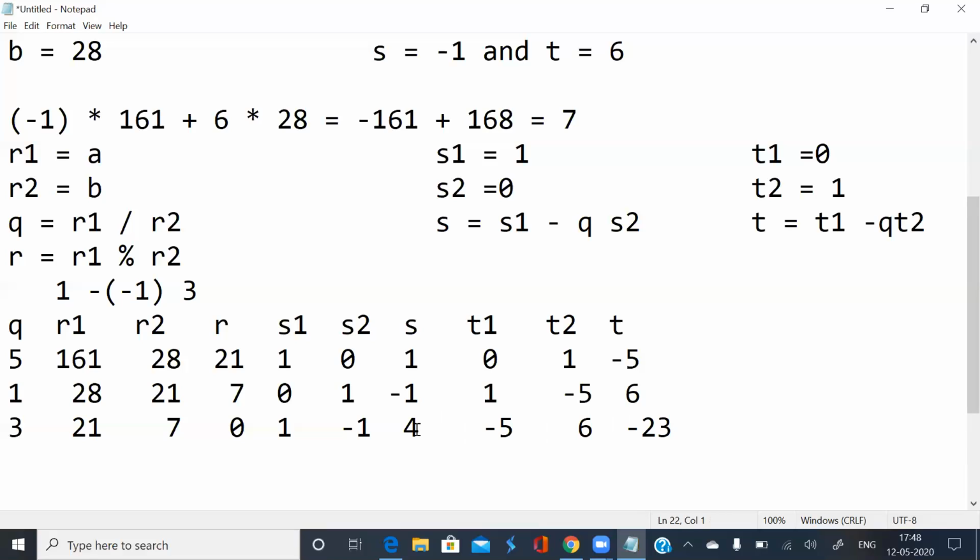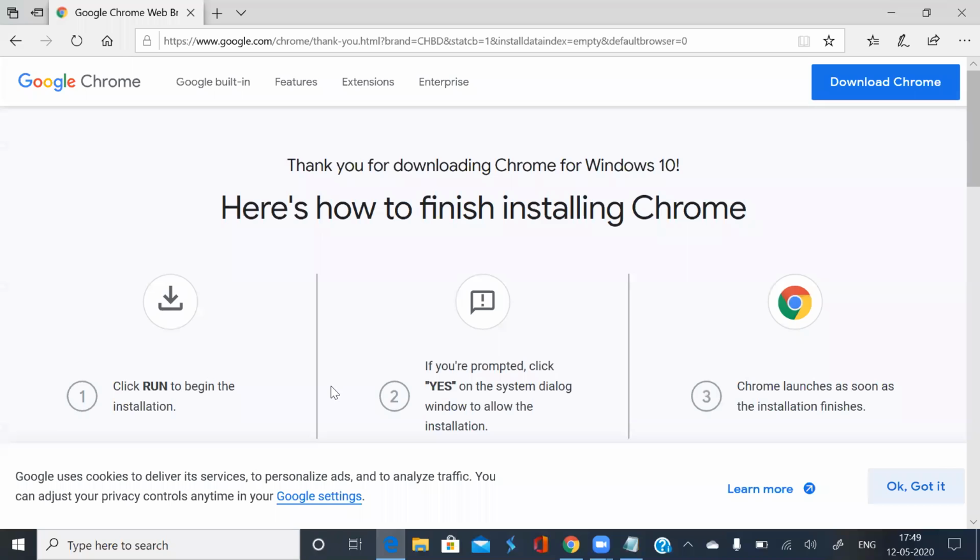Next. What is quotient? Okay. So let us stop here. And this value and this value are S and T. You have seen that. -1 and 6. So let us write a Java program to find out this.